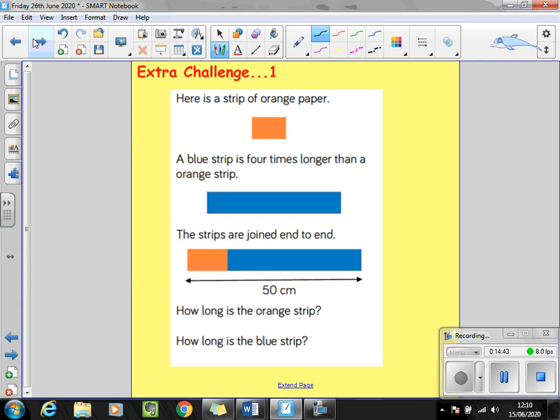Extra challenge 1. Here is a strip of orange paper. A blue strip is 4 times longer than an orange strip of paper. The strips are joined end to end. And altogether, it measures 50 centimetres. I want to know, how long is the orange strip of paper and how long is the blue strip? How are you going to write your answer down? How are you going to explain clearly how you work the answer out?